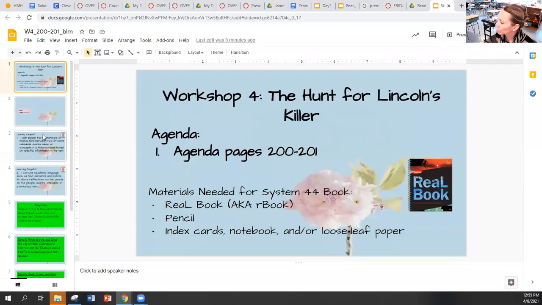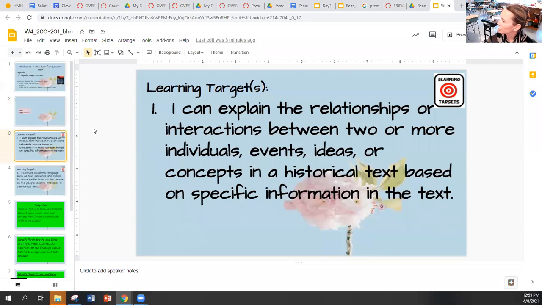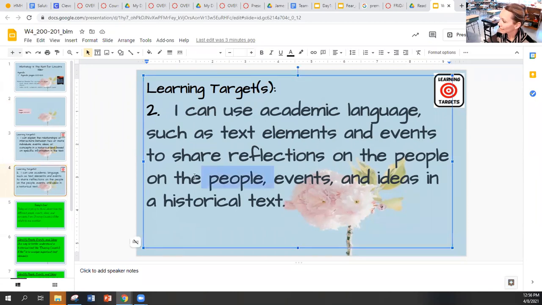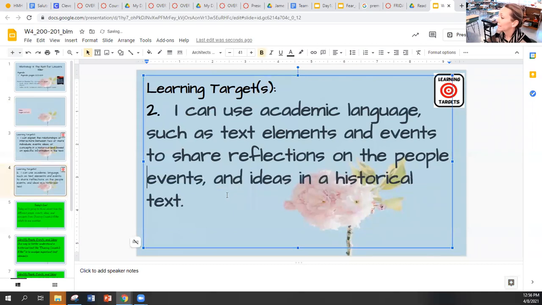So 200 to 201, I can explain the relationships or interactions between two or more individuals, events, ideas, or concepts in a historical text based on specific information in the text. I can use academic language such as text elements and events to share reflections on the people, events, and ideas in a historical text.